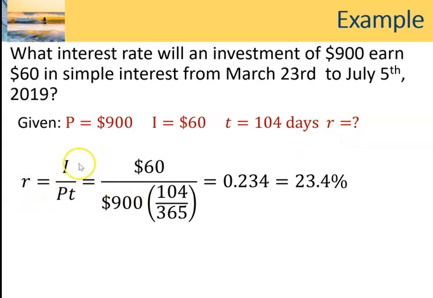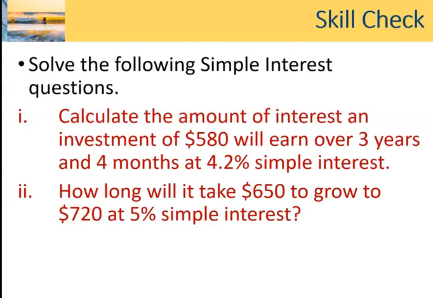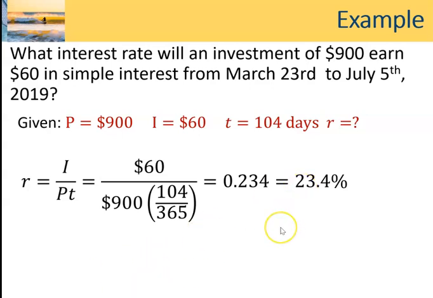So R equals I divided by principal and term. So we know it's going to earn $60. So it's $60 divided by the principal, which is 900, and then in brackets 104 divided by 365. And calculate your denominator. Divide 60 by your denominator, and that gives you 0.234 or 23.4%.